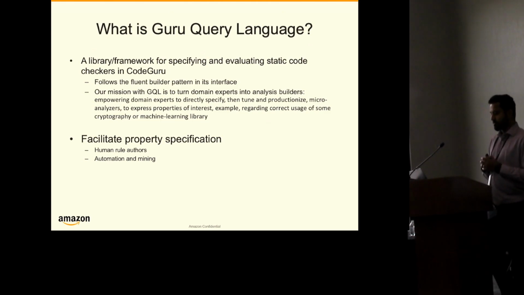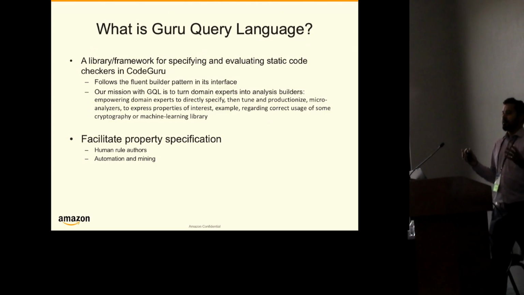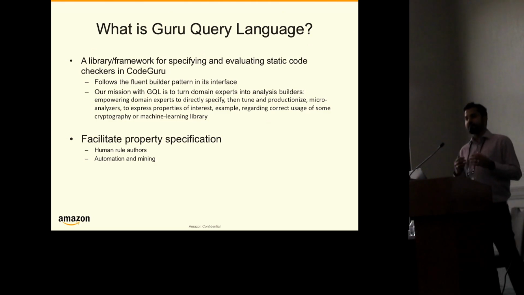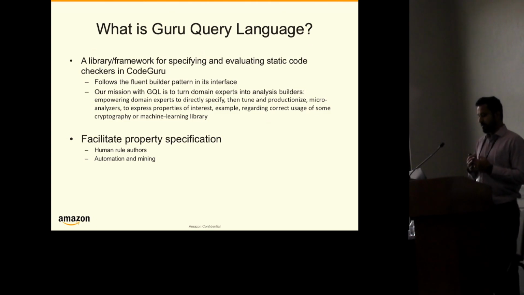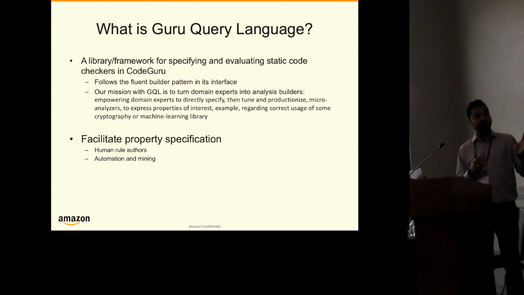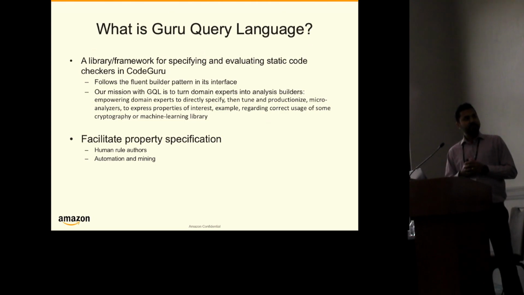Our mission with GQL is to turn domain experts into analysis builders. So we are a platform, and there are different teams in Amazon which have Java expertise. They are experts in building cloud services, but they want a simple declarative language to write their analyzers. So what this means is empowering these domain experts to directly specify, then tune, and productionize these microanalyzers to express the different properties of their interest. For example, determining correct usage of some cryptographic APIs or some machine learning libraries.